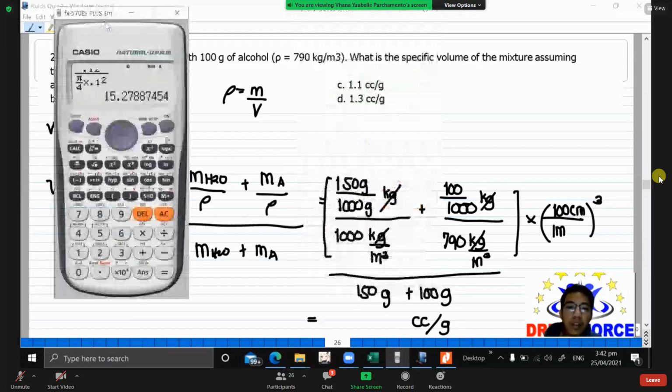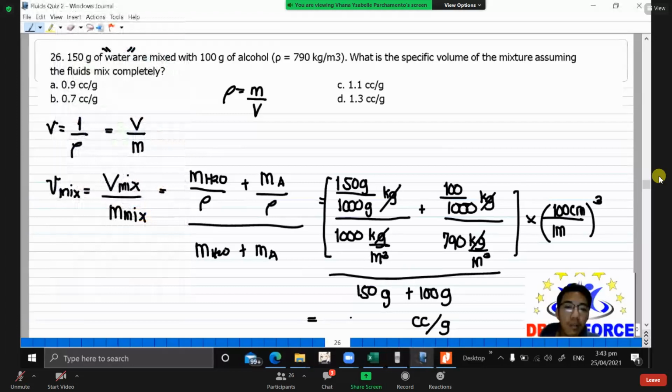Let's solve. Okay, so we have 150, or that is 0.15 plus 0.1. May over pala to. Over 1,000 ulit plus 0.1 over 790. Okay, divided by 250. 1.1 times yon 100 cube. We have 1.106 cubic centimeters per gram. That is letter C.